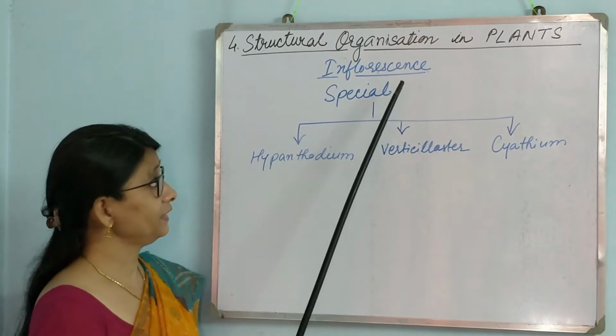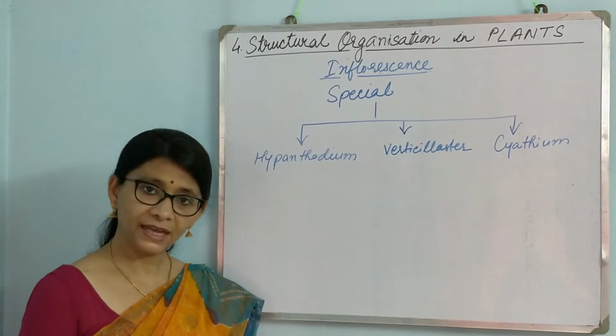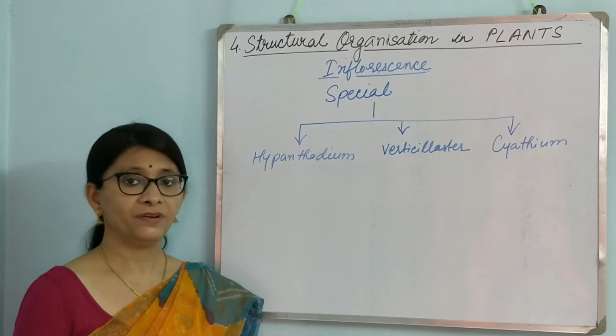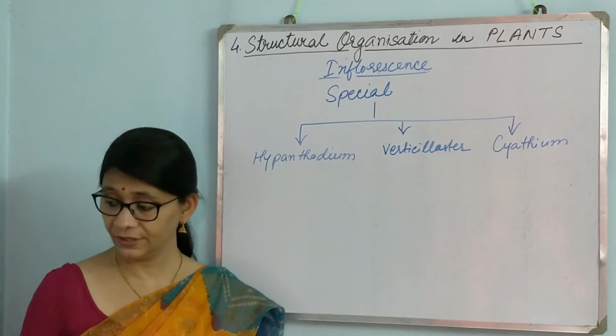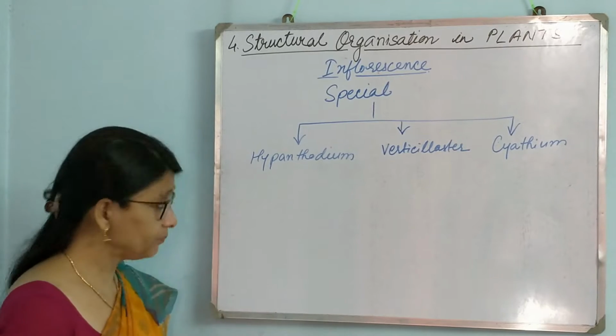We are now discussing inflorescence. We have seen the types of inflorescence. There are three types of inflorescence: racemose inflorescence, cymose and special type. Racemose and cymose we have already discussed, and here we shall be discussing special type of inflorescence. So let us see what are they.